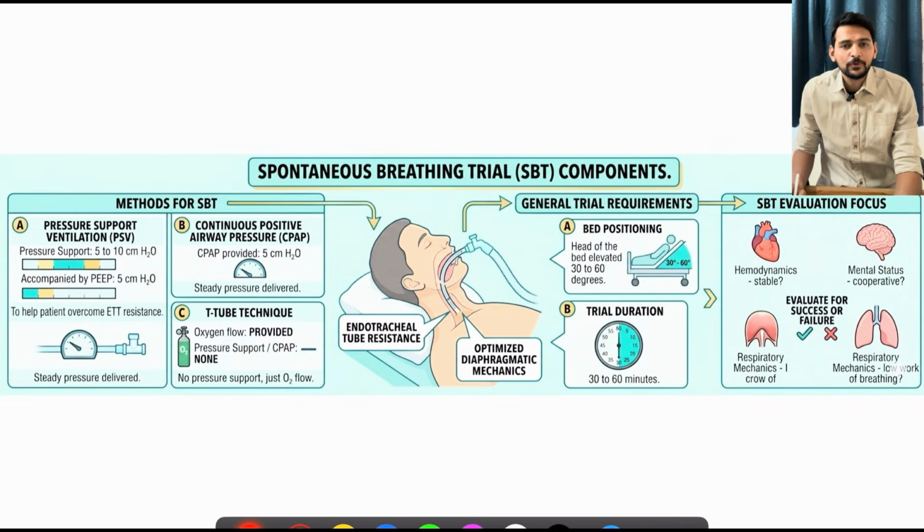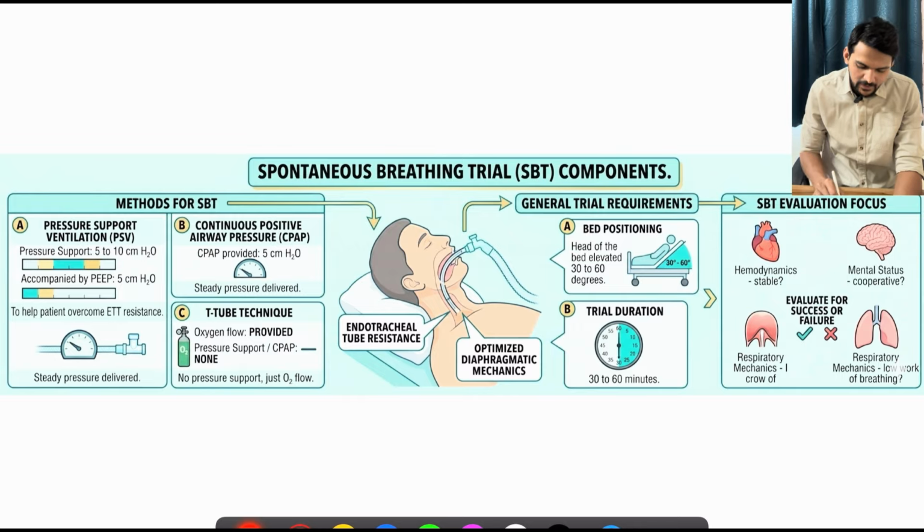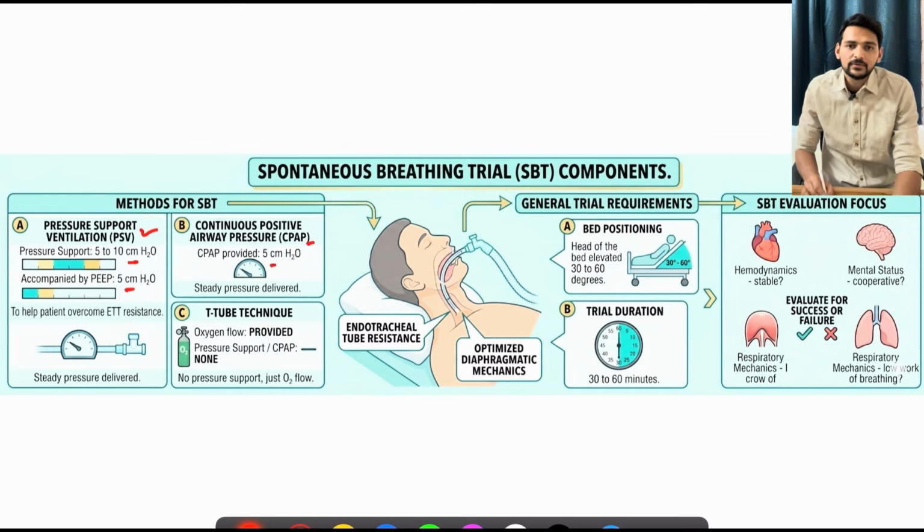Now comes the actual process of SBT. How will the trial be done? We will utilize different methods. For example, we can change the ventilator mode to pressure support ventilation. In that, the pressure support should be 5 to 10 centimeters of water with PEEP of 5 centimeters of water. Otherwise, we can choose CPAP mode, providing 5 centimeters of water. That much pressure should be provided. Otherwise, we can choose a T-tube or T-piece trial.